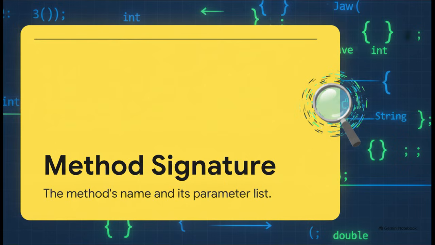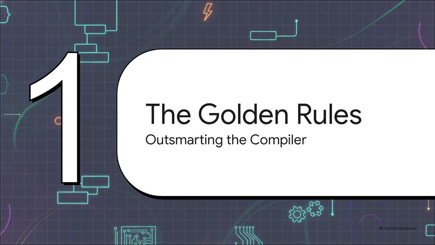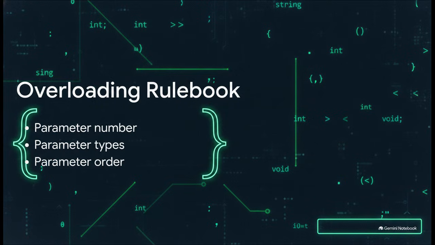A signature is defined strictly by just two things, the method's name and its parameter list. And when we say parameter list, we specifically mean the number of parameters, their exact data types, and the sequence they're written in. Section 3. Decoding the golden rules. Outsmarting the compiler. So how exactly does the compiler decode these signatures at the call site? Understanding this is where your coding confidence is really going to skyrocket.